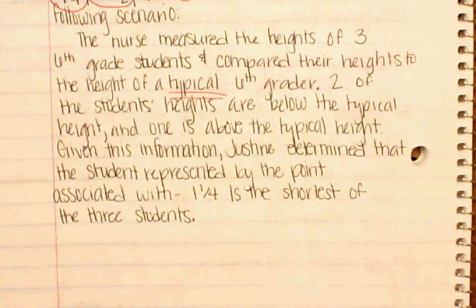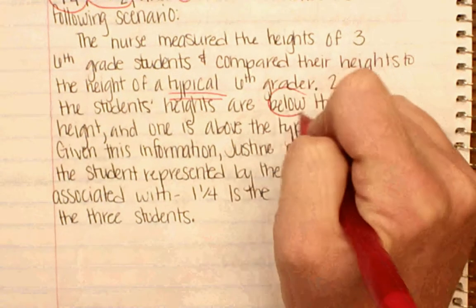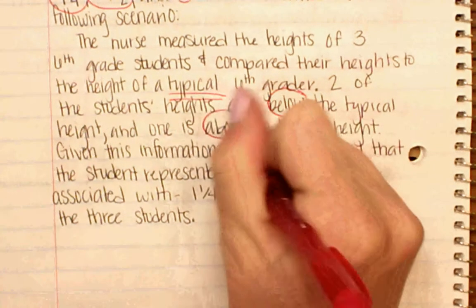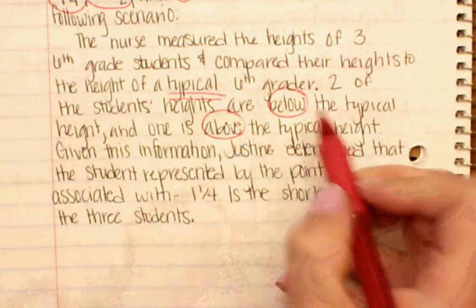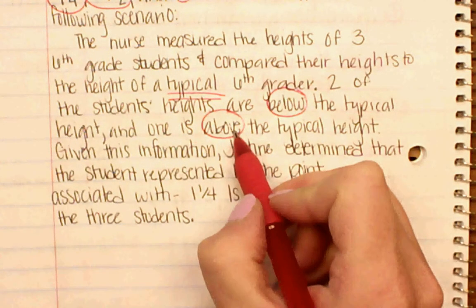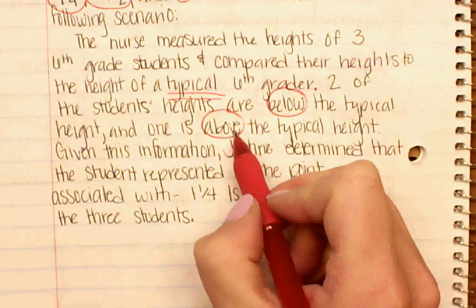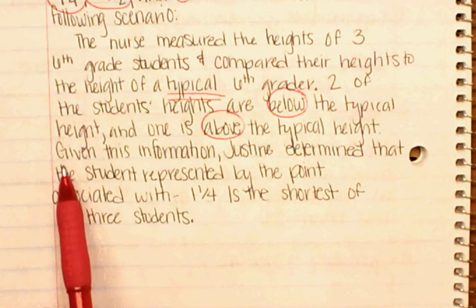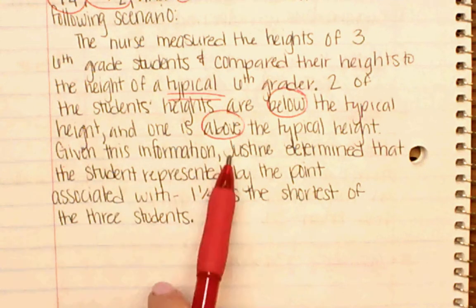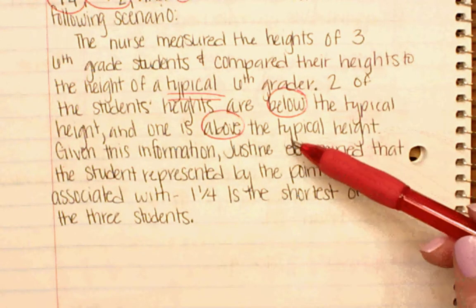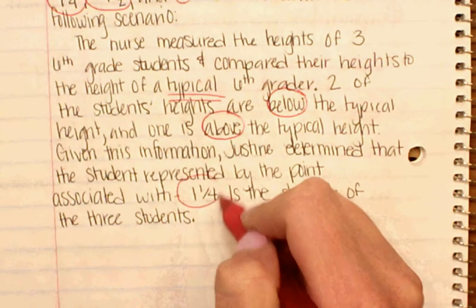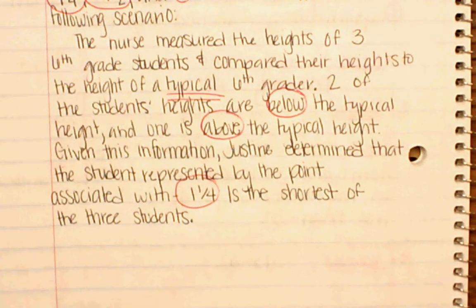2 of the students' heights are below. Below is a keyword in what we've been working with in rational numbers, the typical height. And 1 is above the typical height. So below and above are both keywords that we need to pay attention to when working with rational numbers. Okay, continuing on. Given this information, Justine determined that the student represented by the point associated with negative 1 1/4 is the shortest of the 3 students.